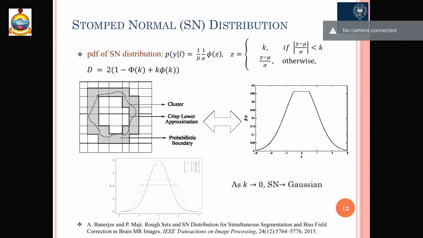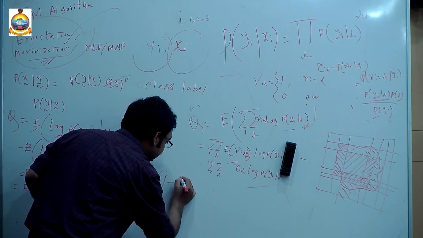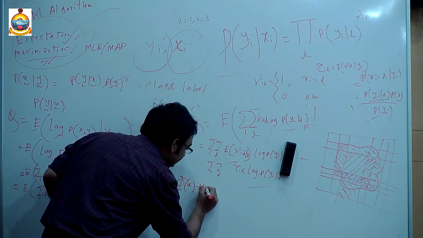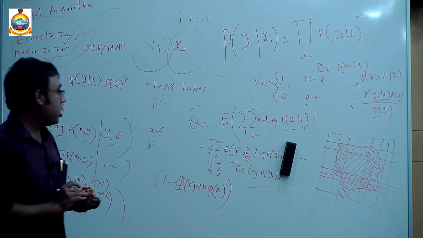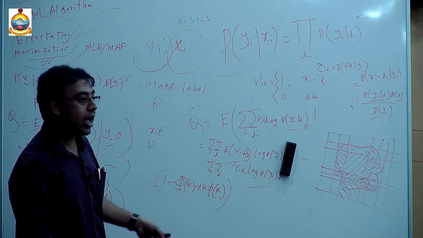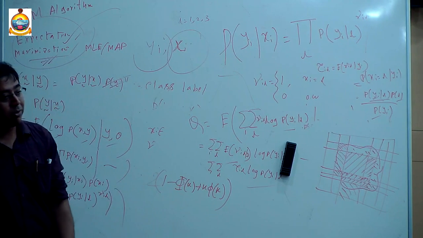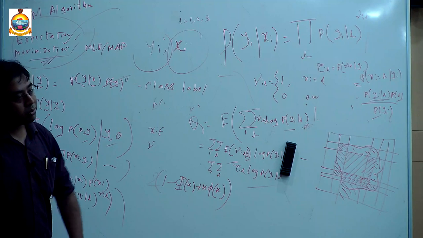It's not the normalizing constant. I remember that it is actually twice of (1 minus capital phi of k) plus k phi of k. I remember that, that's why I'm writing this. Small phi is the PDF of the standard normal and capital phi is the CDF of the standard normal.